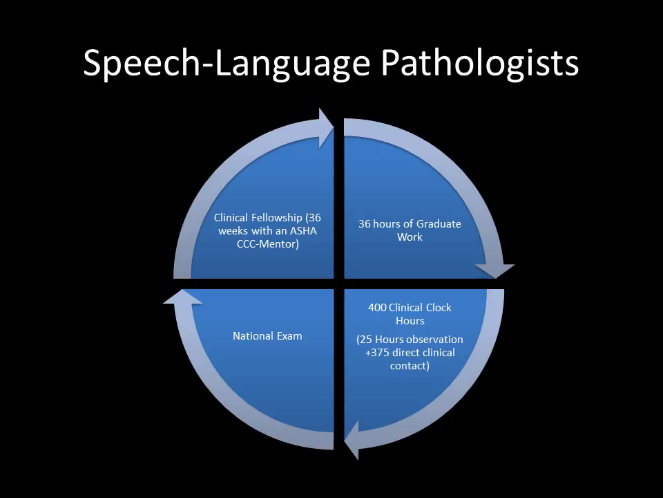Once the speech-language pathologist completes the graduate work and the clock hours, they are eligible to take the national exam. The national exam is authorized by ASHA, the American Speech-Language Hearing Association, who also is our certifying body. Once the individual passes the exam, they are then able to complete their clinical fellowship. The clinical fellowship is the SLP's first job. However, this first job must be under an ASHA certified mentor. This fellowship takes place for 36 weeks full-time work.